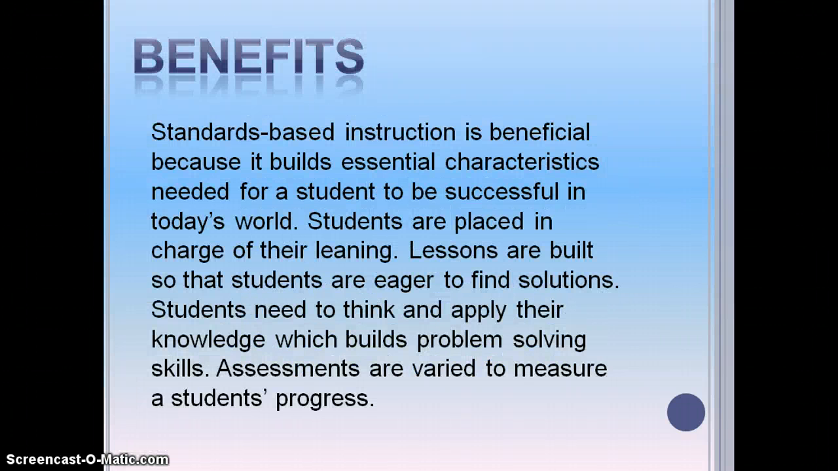They're beneficial because they build essential characteristics needed for a student to be successful in today's world. Students are placed in charge of their own learning. Lessons are built so that students are eager to find solutions, and students need to think and apply their knowledge, which builds problem-solving skills that they will need in the real world. Assessments are varied to measure a student's progress. Teachers are also evaluated on their effectiveness.